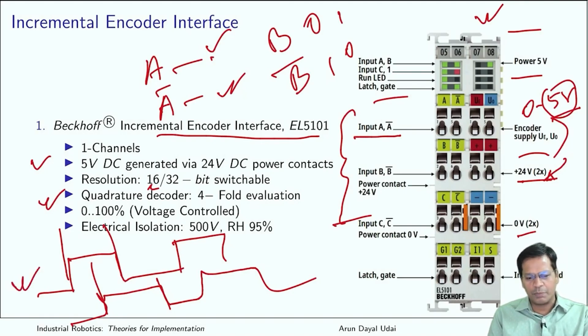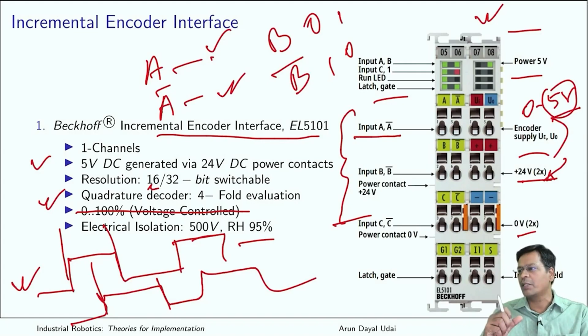And then 0 to 100% voltage control is not available, at least in this encoder interface. Electrical isolation is 500 volt, relative humidity is 95%, non-condensing. So these are a few ready-made things available, apart from standard digital input output, that can also be used to interface your encoders. This has quite a good amount of ready-made features in it. It can directly count and give you the velocity. It can give you position, and it can also give you velocity. That is the beauty of having such interfaces.